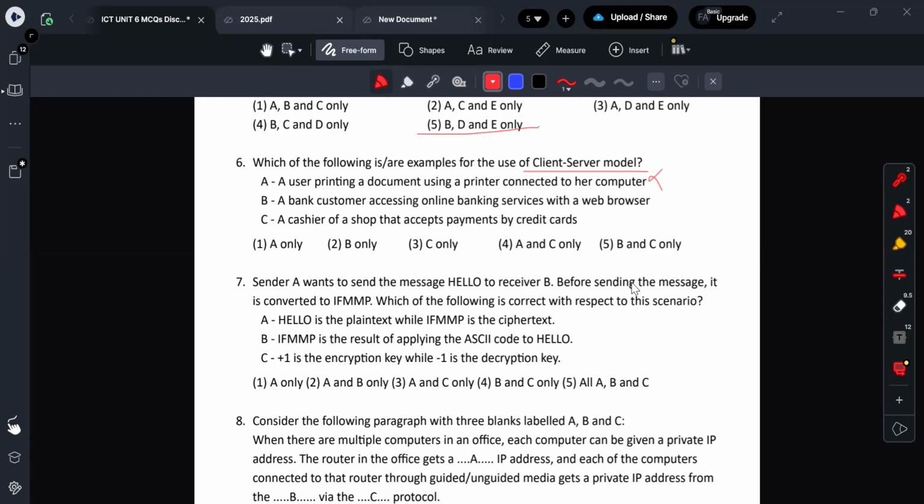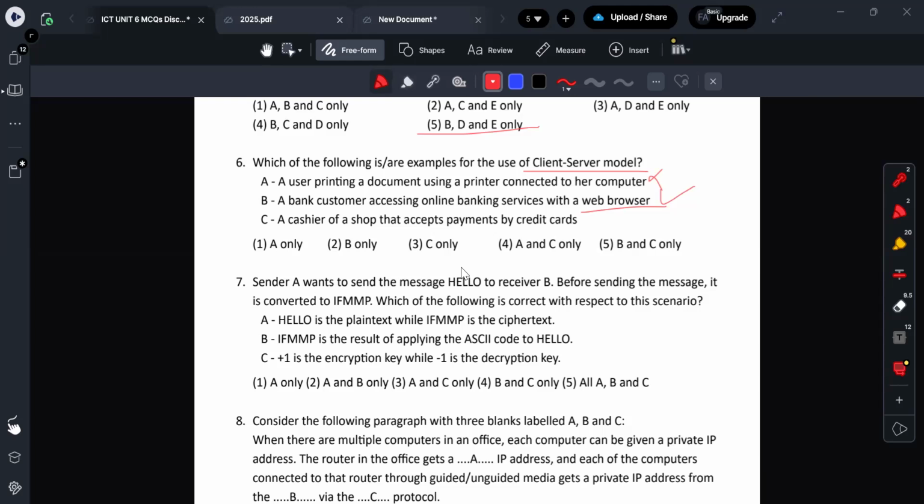Right. And then B, a bank customer accessing online banking services with a web browser. This is correct. Why? So this is web banking. Your web browser is the client. So it sends an HTTPS request across the internet to the bank's remote database server, which verifies the credentials and sends back data. Right? So that is clear. If you want me to explain anything in depth, let me know.